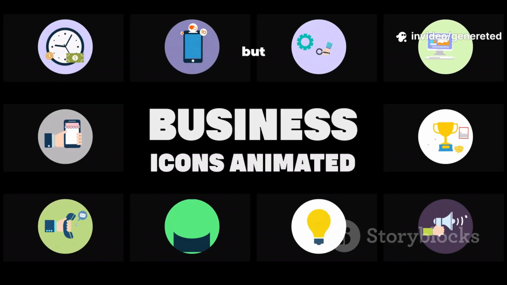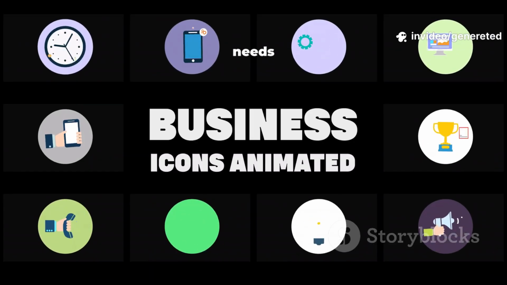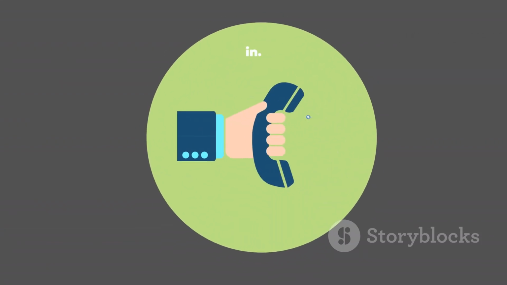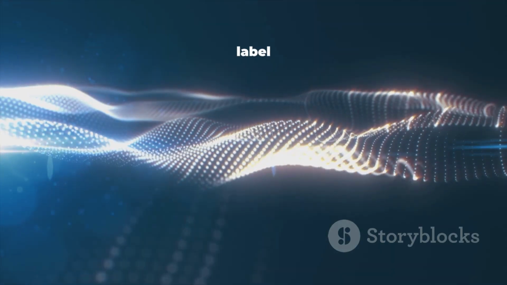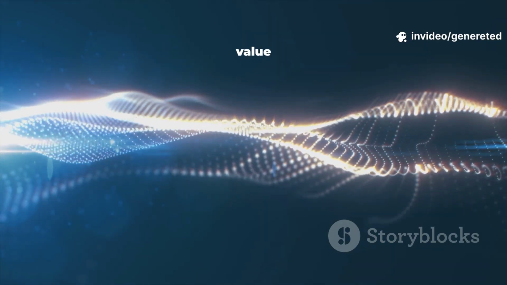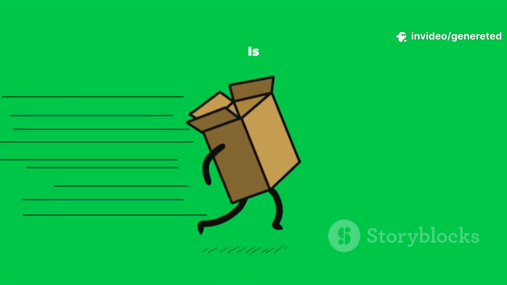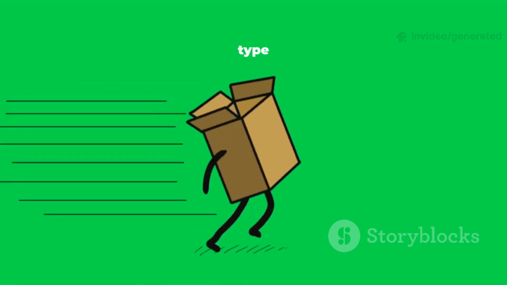Well, kind of, but we need to be specific. The computer needs to know what type of information it's dealing with. This is where the idea of data types comes in. A data type is just a label that tells the computer what kind of value is inside a variable. Is it a number? Is it text? Is it something else? Knowing the type determines what you can do with the value.